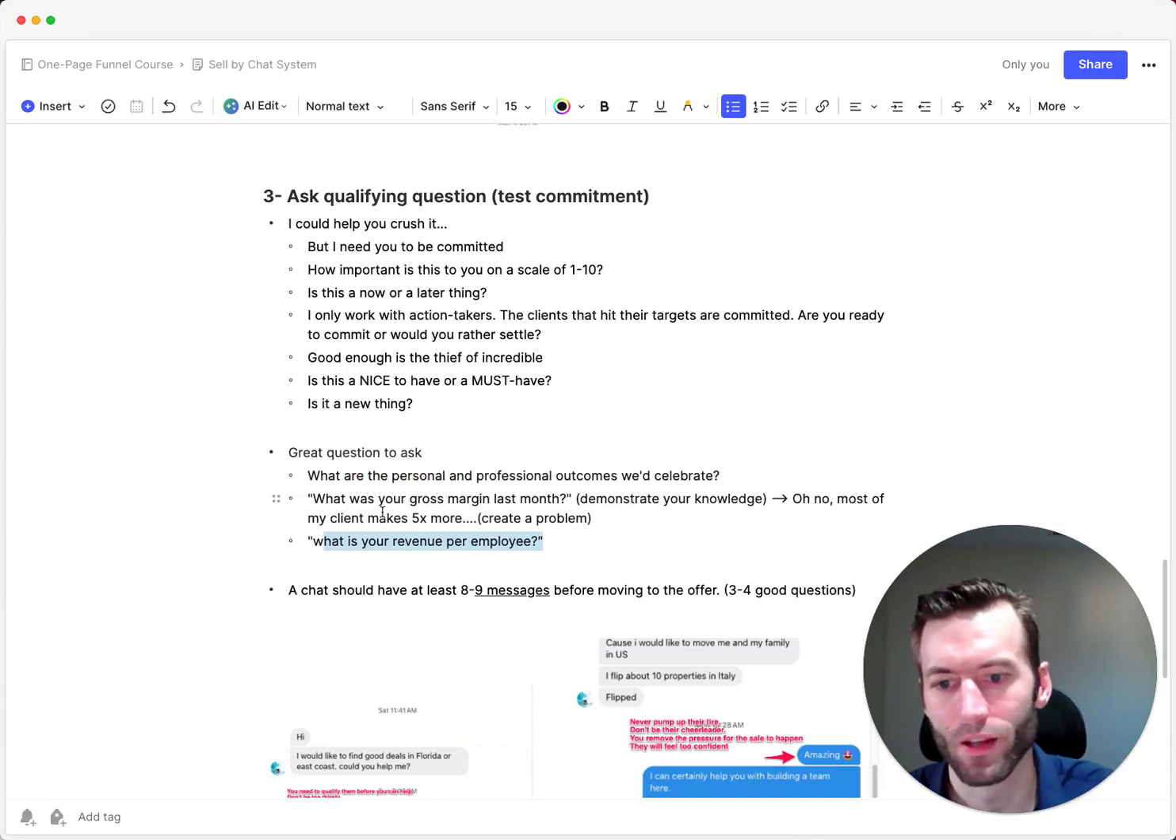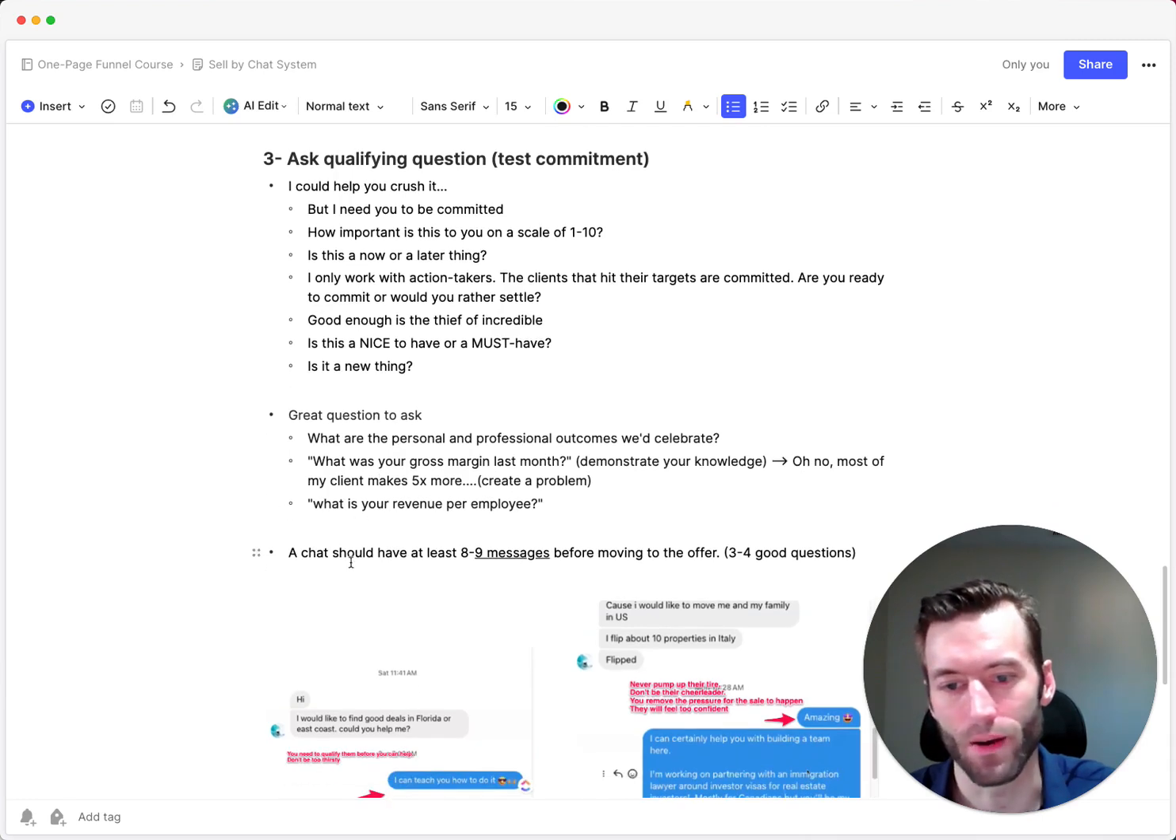And I would say usually a chat will need to have 8 to 9 messages before you can move to your offer. So that's about 3 to 4 questions. Before that, it means you don't have enough information. Unless they write a big paragraph, then now you have more information to deal with. But usually that's about the standard. So that's a framework to follow. It's not set in stone, but that's something you can expect from a good sales conversation.